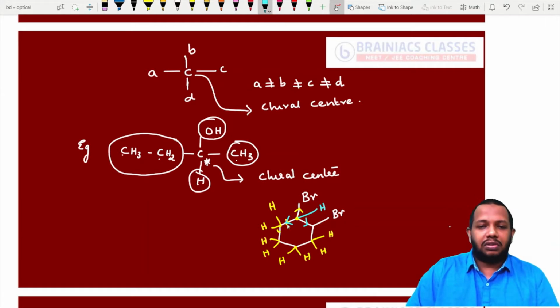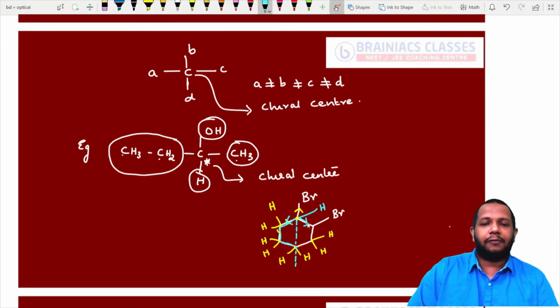Now we know the other two are connected to a ring. So if we are trying to find a symmetry in the ring, we cannot find it, because this half I am drawing here is different from this half. Why? Because of the other bromine atom that is present here. So I can say this is a chiral center.